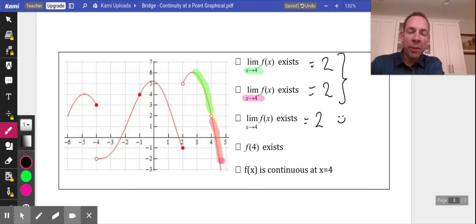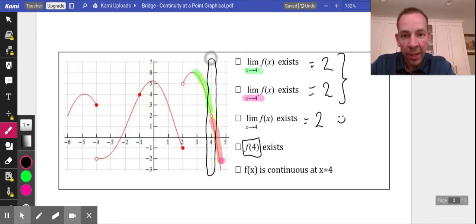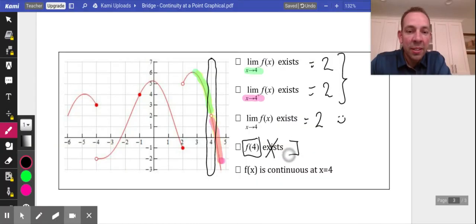Well, the wheels come off here a little bit, because now we're trying to evaluate the actual height, and you're scanning this vertical column looking for a closed dot, right? Well, we have no closed dot. So basically all that means is that f of 4 does not exist. And because it doesn't exist, it's impossible for it to equal this number we had here. And so once again, we're going to say no, f of x is not continuous.